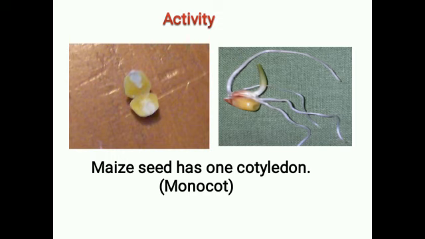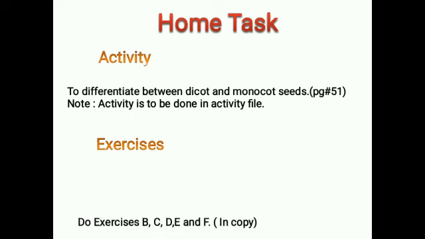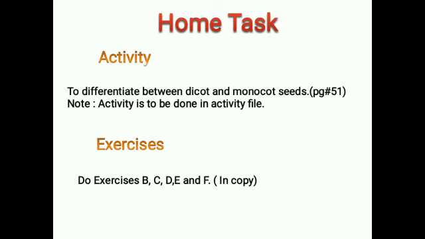Now last but not the least is the home task. Activity to differentiate between dicot and monocot seeds, page number 51. The activity is to be done in the activity file. Now I will tell you about the activity file. Exercises: do exercises B, C, D, E and F.